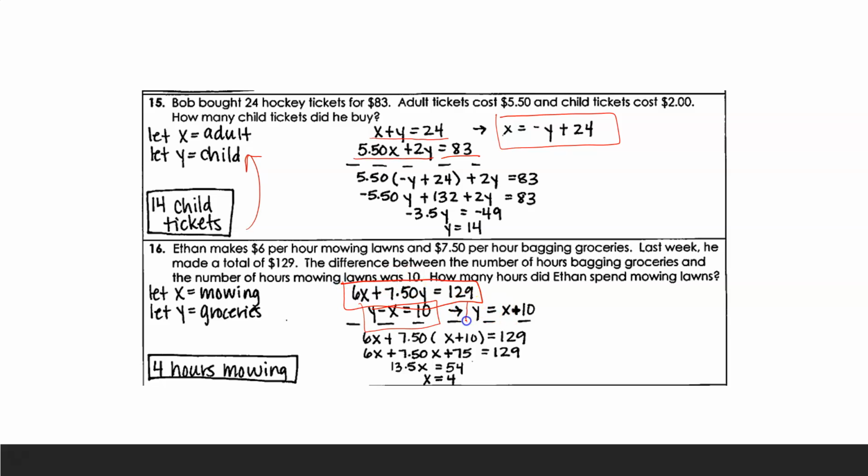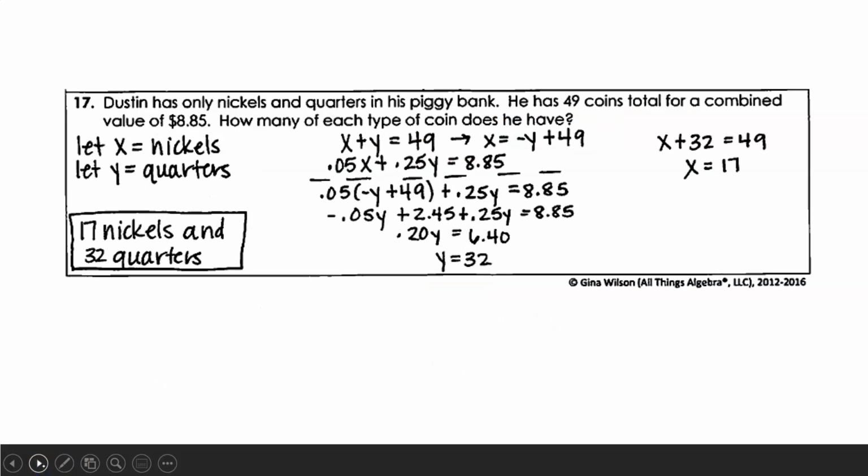Let's isolate y right here. Solve for x, which is 4, and that's 4 hours mowing. Okay, I think this is the last one of the word problems. Dustin has only nickels and quarters in his piggy bank. He has 49 coins total for a combined value of $8.85. How many of each type of coin does he have?